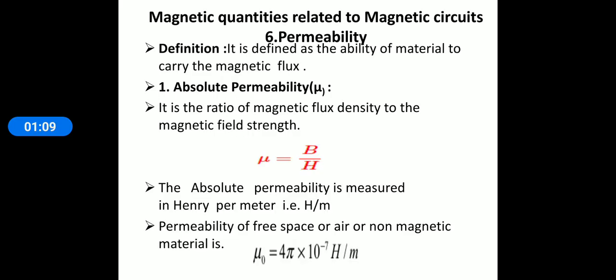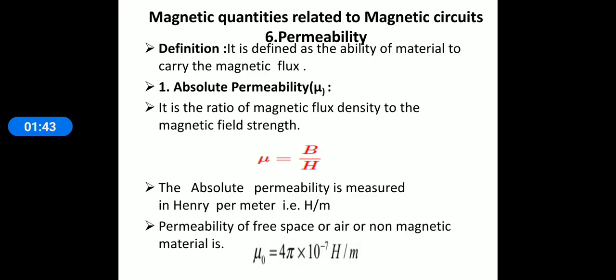First, what is the permeability? Permeability is defined as the ability of a material to carry the magnetic flux. That is, the material which allows magnetic flux to pass through it easily has high permeability. The ability of a material to carry the magnetic flux is called permeability.